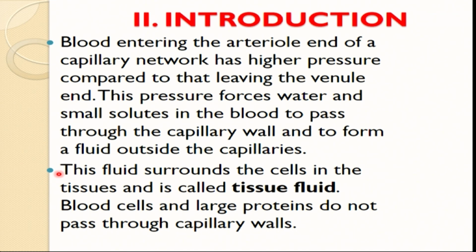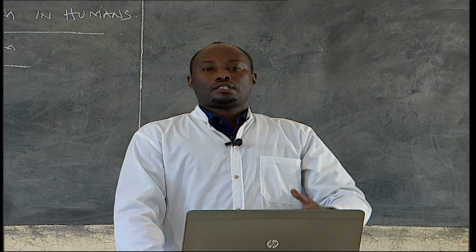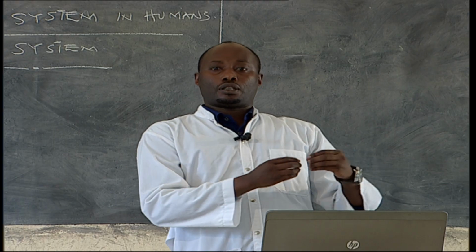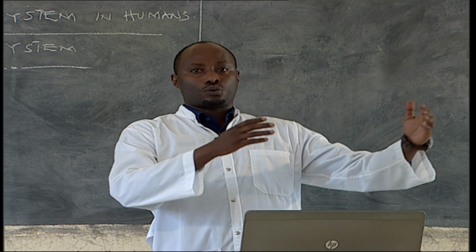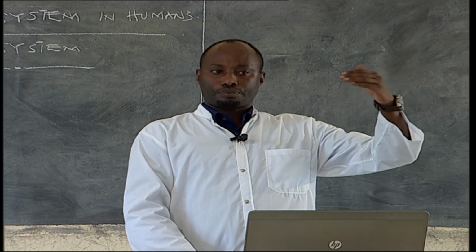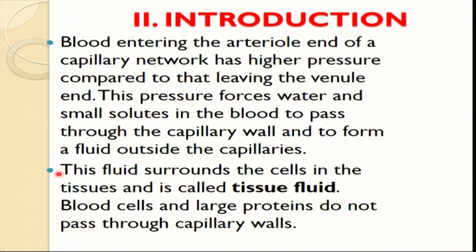Blood cells and large proteins do not pass through the capillary walls because they are large in size; only smaller molecules are able to pass through. That's why we bring in the concept of selectively permeable. It means that when the pressure is very high, molecules of small size, like water and other solutes, can pass through the capillary wall. But those that have a large size will not pass through. Examples are large proteins and red blood cells, RBCs, which cannot pass through and will not form tissue fluid.